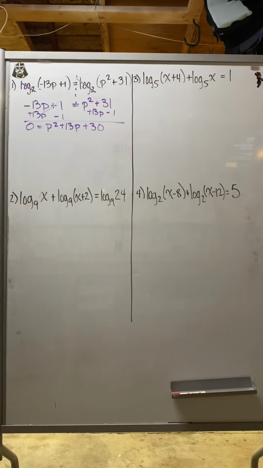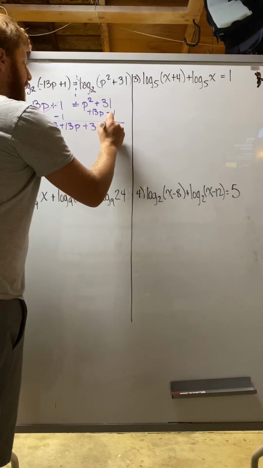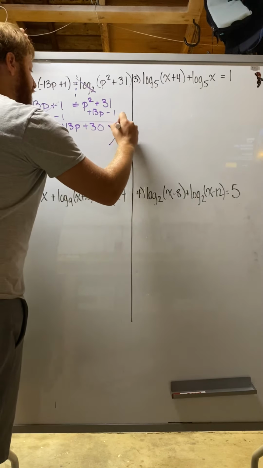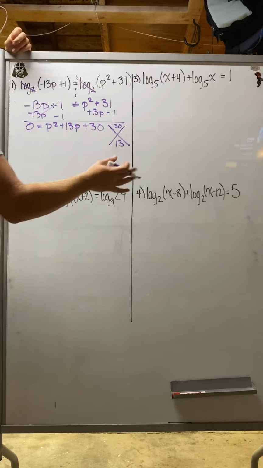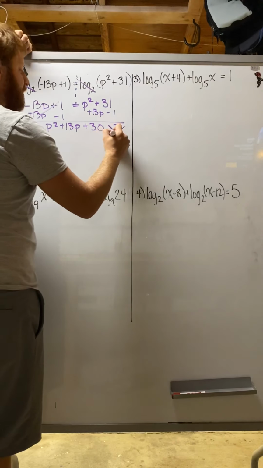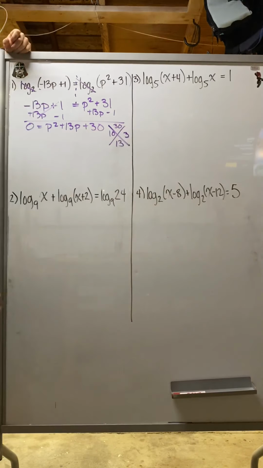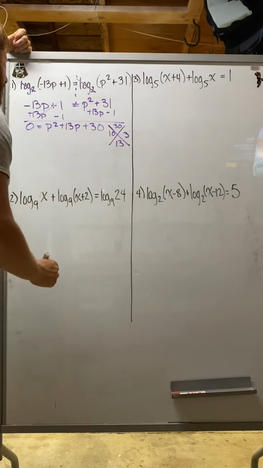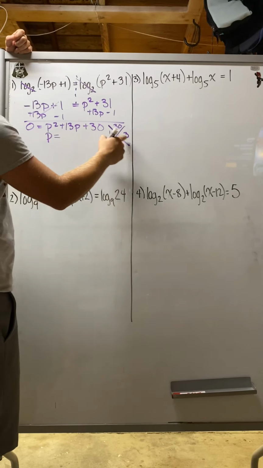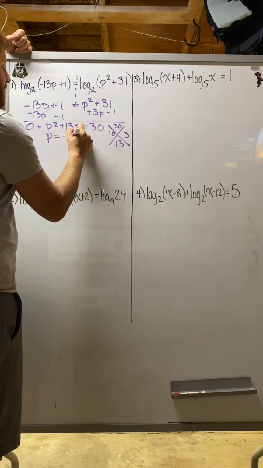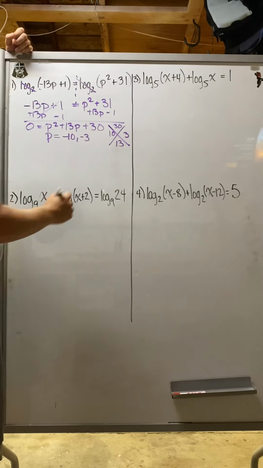Putting all my like terms together here, I'm trying to get p squared plus 13p plus 30. So this is definitely a quadratic. I'm going to set up my x factor and solve. What are two numbers that multiply to 30 and add or subtract to 13? 10 and 3 will. That ought to do it. So these are my factors. My answers are their opposites, negative 10 and negative 3.